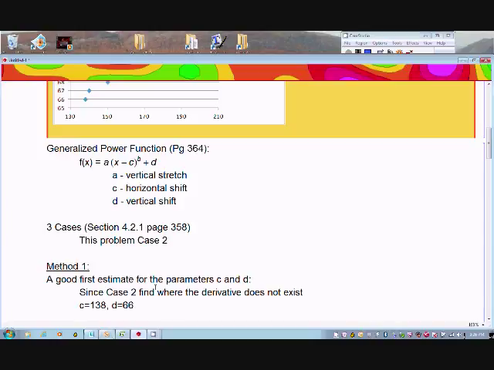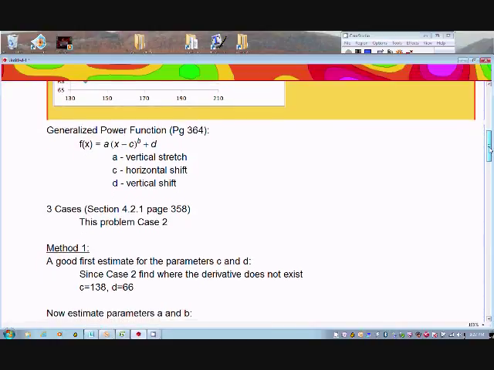If it was a case 1 where b is raised to some positive integer, you'd look at where the derivative equals 0, and that would be the bottom of the parabola. But in this case, we're doing case 2, and we're looking for where the derivative does not exist. So we come up with c equals 138 and d equals 66. Our next step is to estimate parameters a and b.